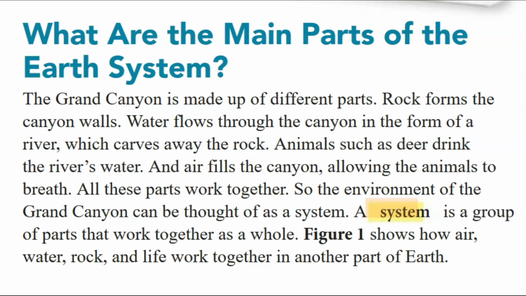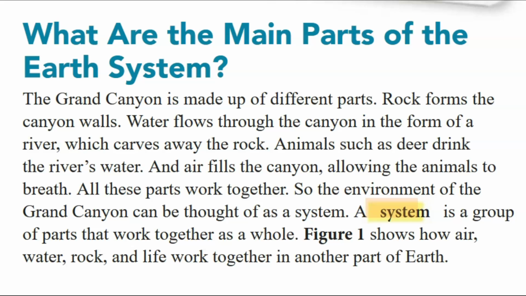What are the main parts of the Earth system? The Grand Canyon is made up of different parts. Rock forms the canyon walls. Water flows through the canyon in the form of a river, which carves away the rock. Animals such as deer drink the river's water, and air fills the canyon, allowing the animals to breathe. All these parts work together, so the environment of the Grand Canyon can be thought of as a system. A system is a group of parts that work together as a whole.